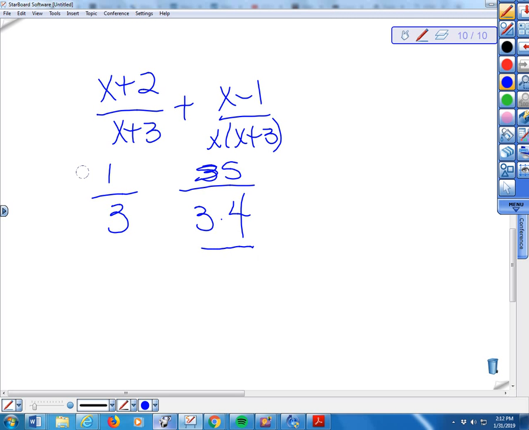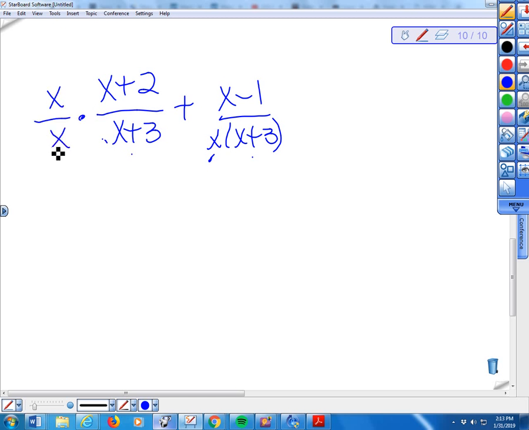Okay? So now instead of numbers, I have variables representing numbers. So if this was 3 and this is 3 times 4, my denominator here is x times x plus 3. That's what I need to get to become the common denominator. So when I look at this fraction, what is missing in the denominator to get this? X. So I need to multiply top and bottom by x.